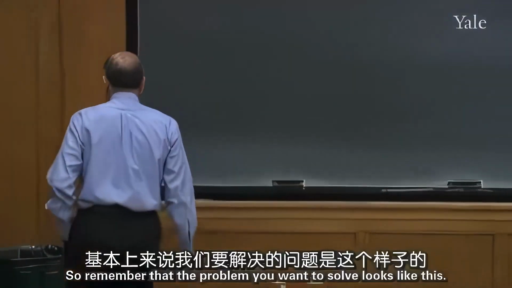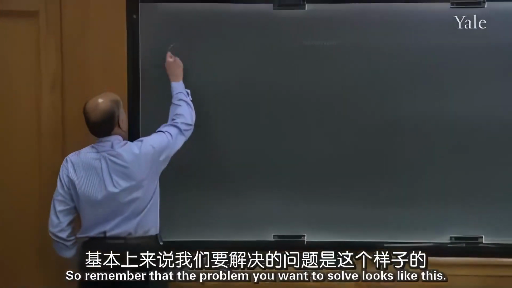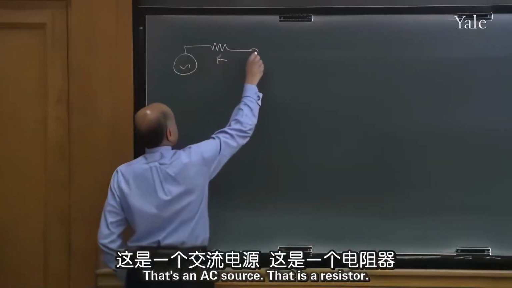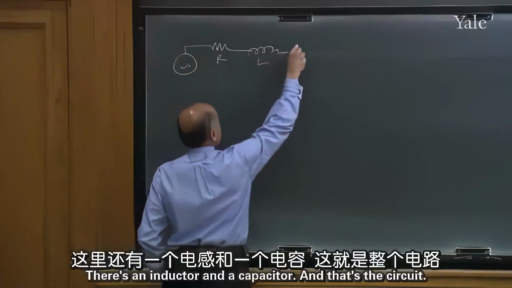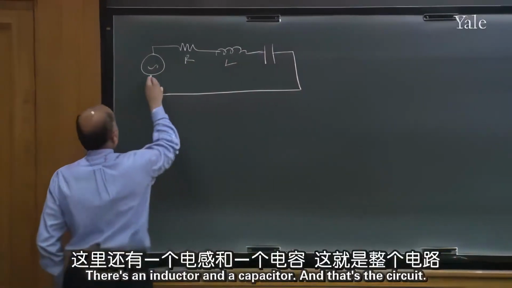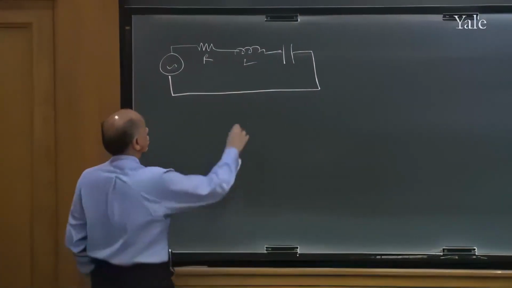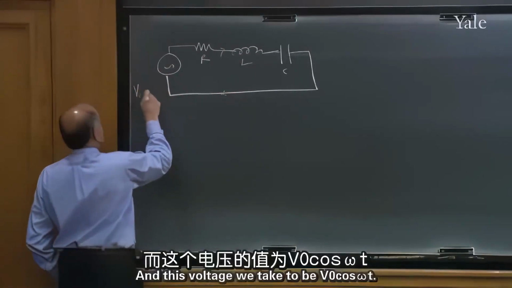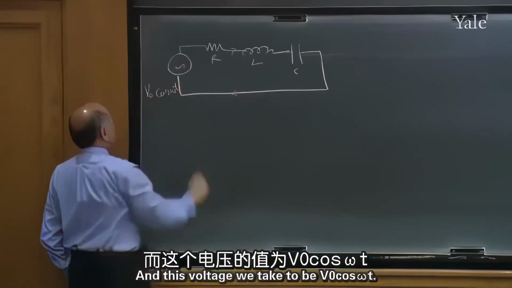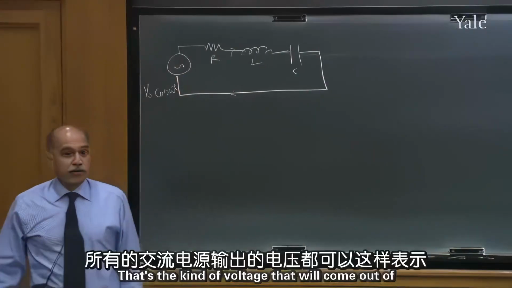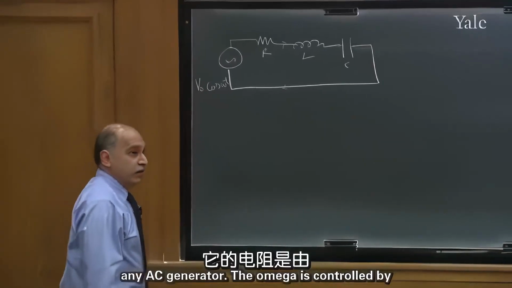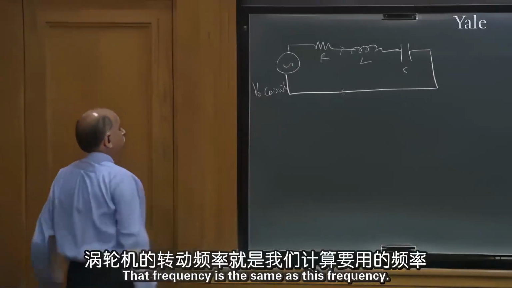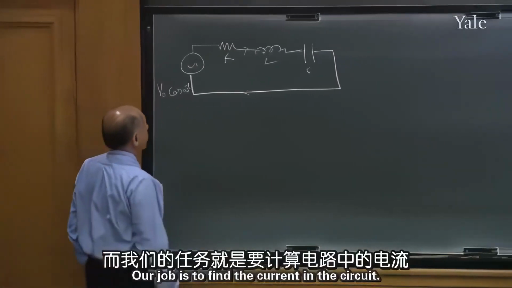So remember that the problem you want to solve looks like this. That's an AC source. That is a resistor. That's an inductor and a capacitor. And that's a circuit. And this voltage we take to be V naught cosine omega t. That's the kind of voltage that will come out of any AC generator. The omega is controlled by how the turbine is spinning. That frequency is the same as this frequency. Our job is to find the current in the circuit.